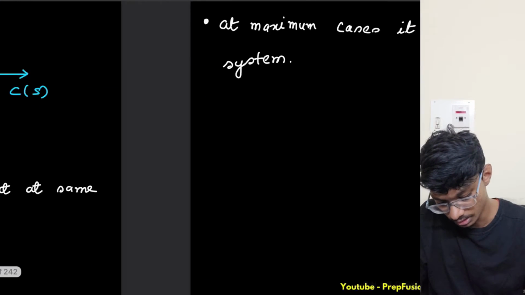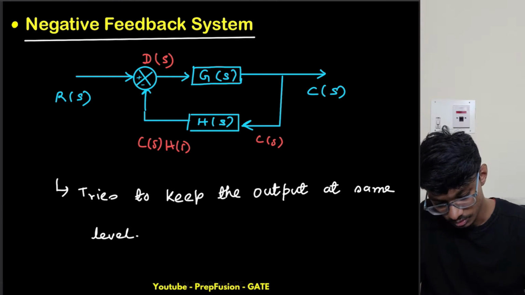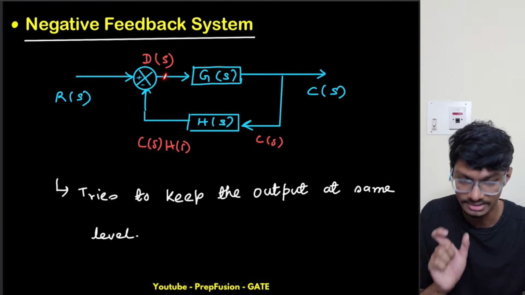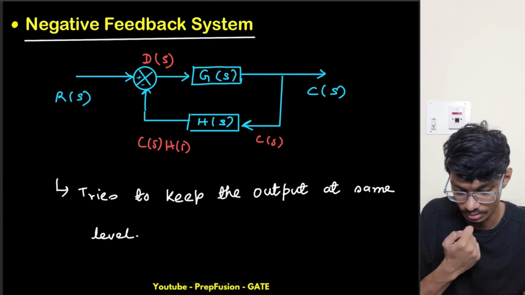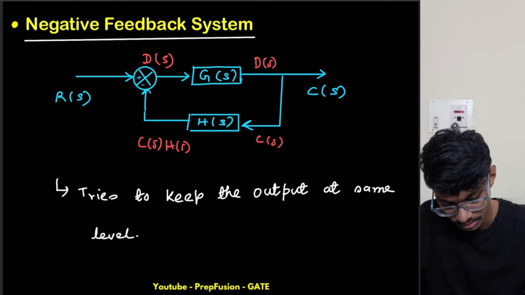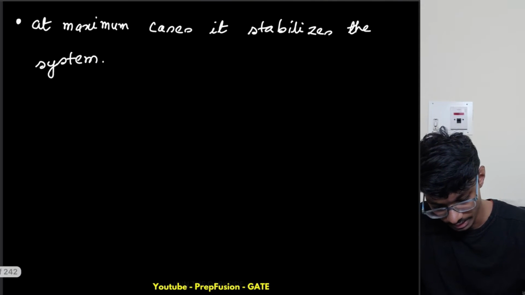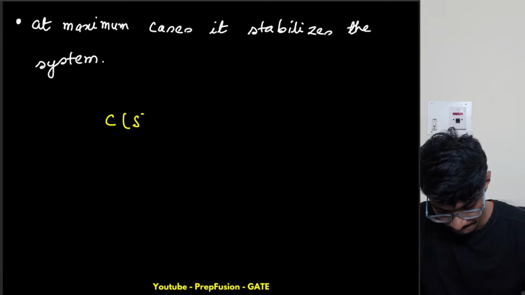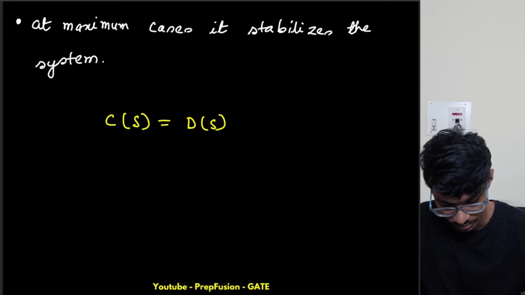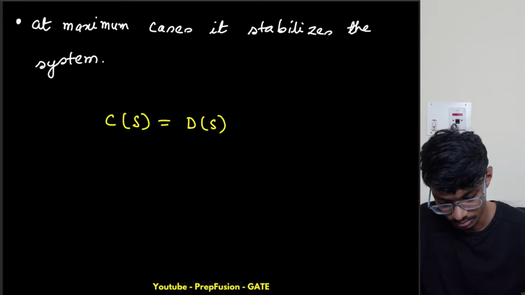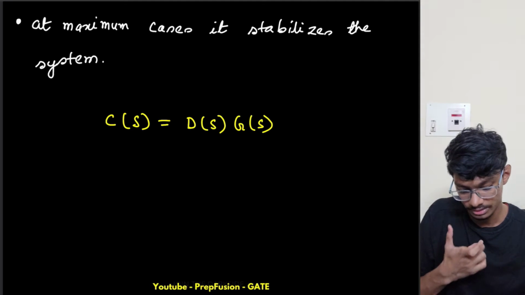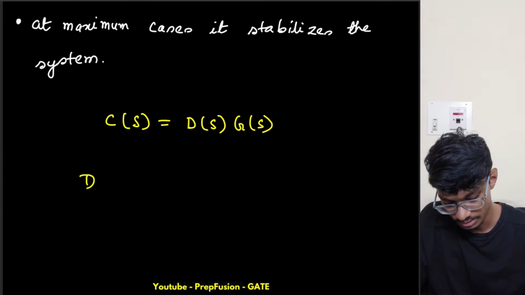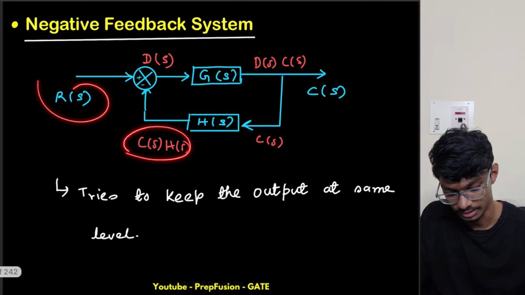Let me write the expressions. The point here is D(s). It will get multiplied with this gain block and we'll get our output C(s). So we can write C(s) equals D(s) times G(s). Now let me write D(s) again. What is D(s)? D(s) is basically the difference of these two.